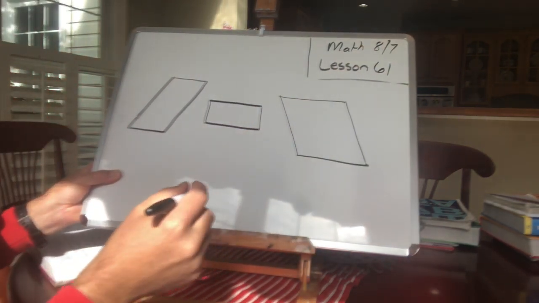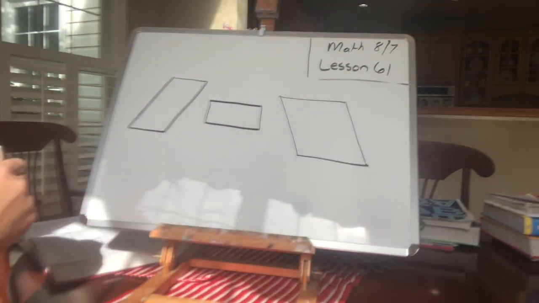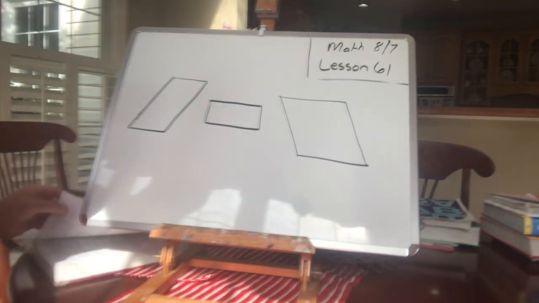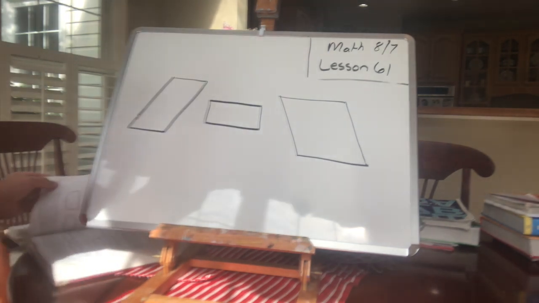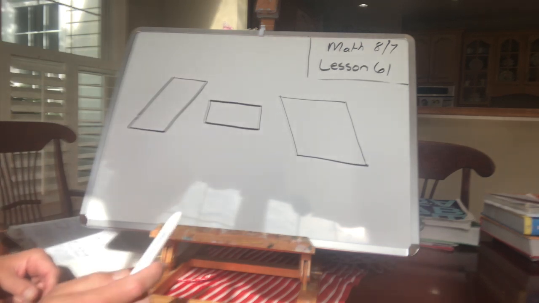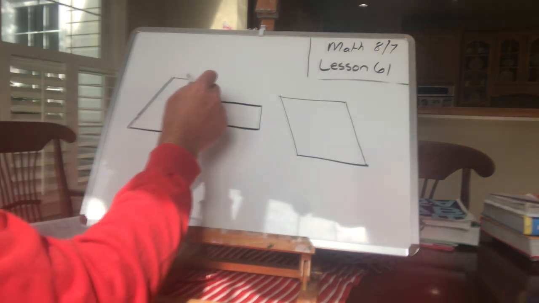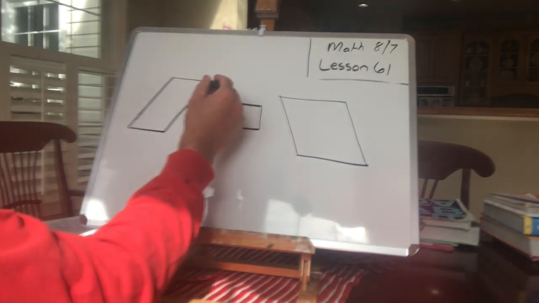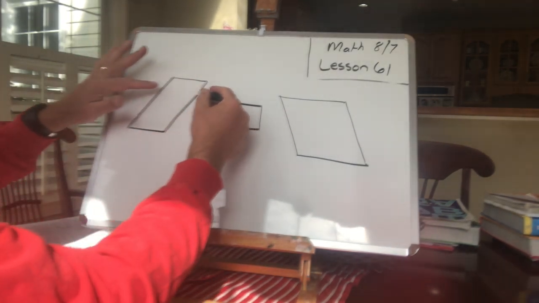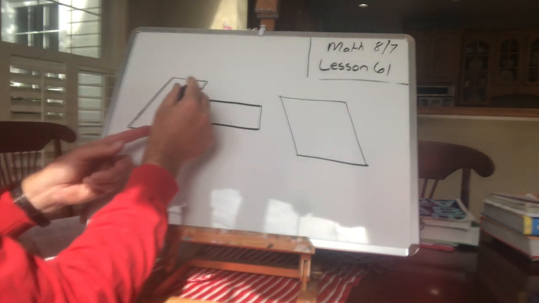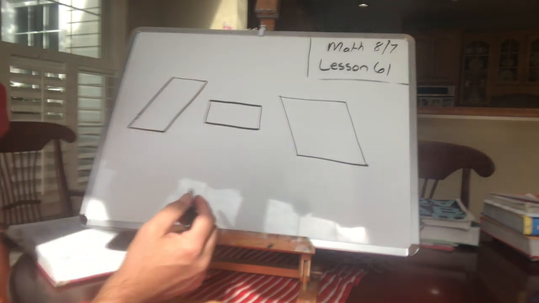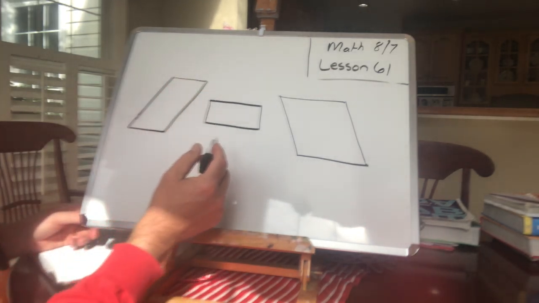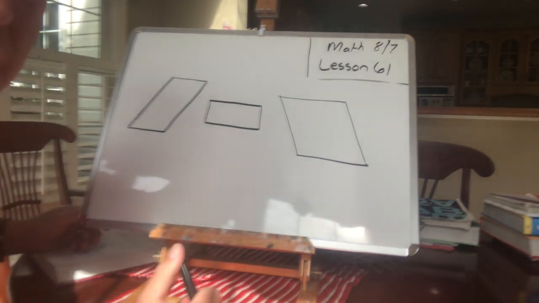Okay, this is on parallelograms. We're going to be talking about the area of a parallelogram and the angles of a parallelogram. In order to be a parallelogram, the opposite sides need to be parallel with each other. These sides are parallel with each other, and these sides are parallel with each other. They don't have to be 90-degree angles. They just need to have their opposite sides parallel.